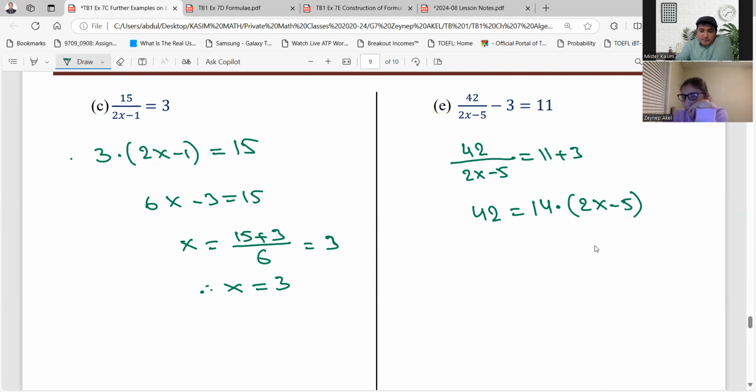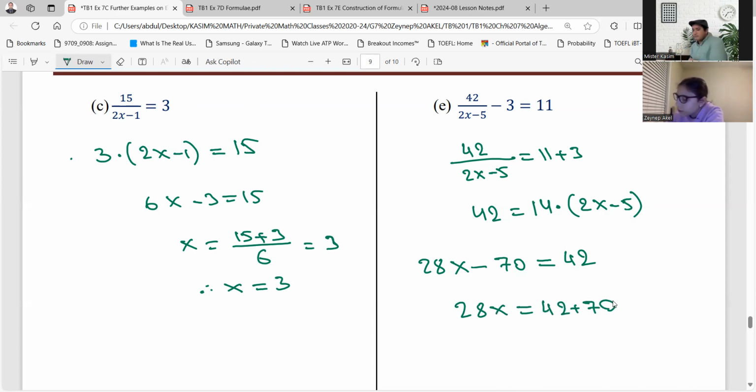And now let me just write unknown on the left-hand side. 14 times 2 is 28x minus 14 times 5. That is 70. Now here we have 42. The other side of the equation, we have 42, right? And then 28x equals 42 plus 70, which is 112. So 28x equals 112, then x equals 112 over 28.